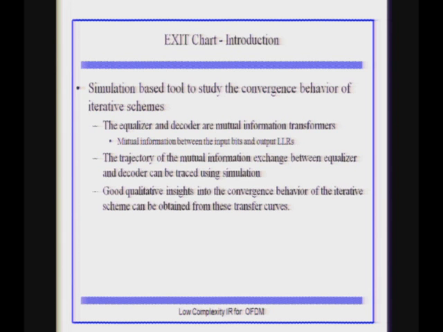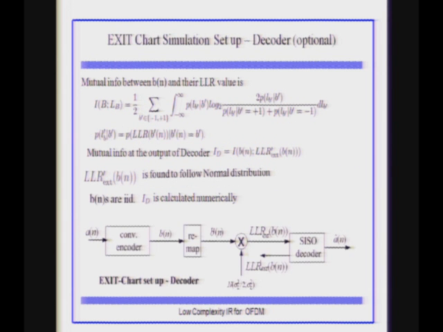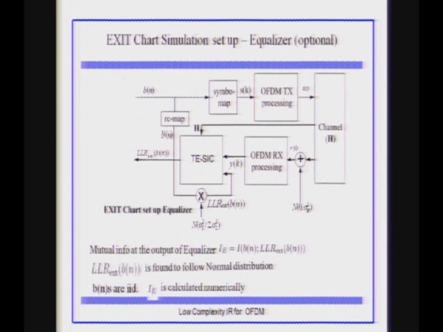I'm overshooting time, so let's skip this. These are the mathematical details thereof. When we talk about the mutual information, it's the mutual information between this and this in the case of a decoder, and in the case of an equalizer, it is the mutual information between this and the others.